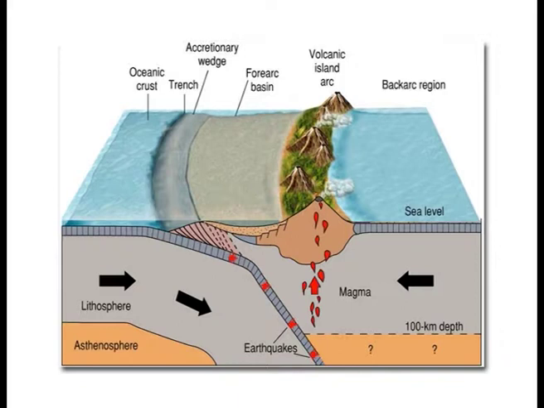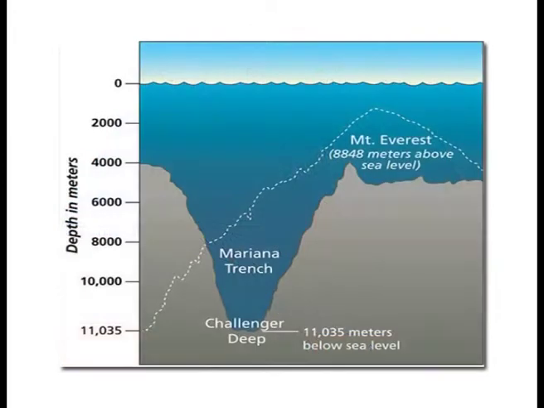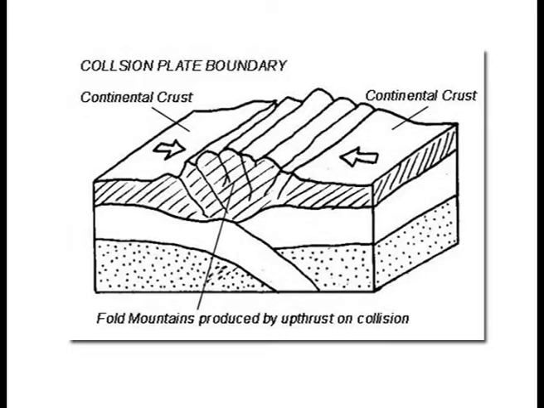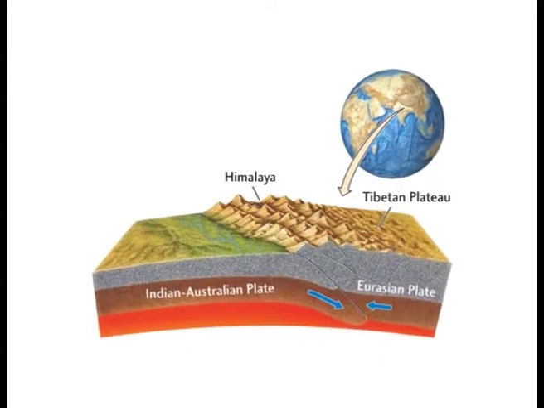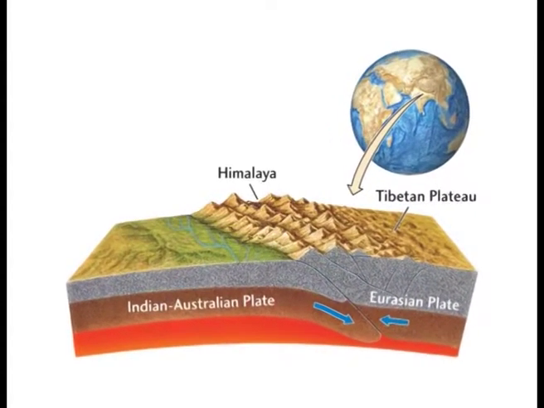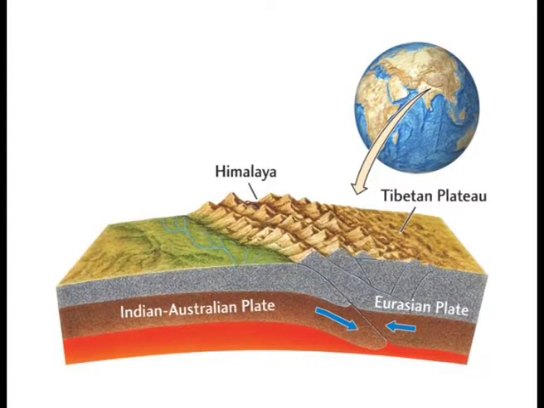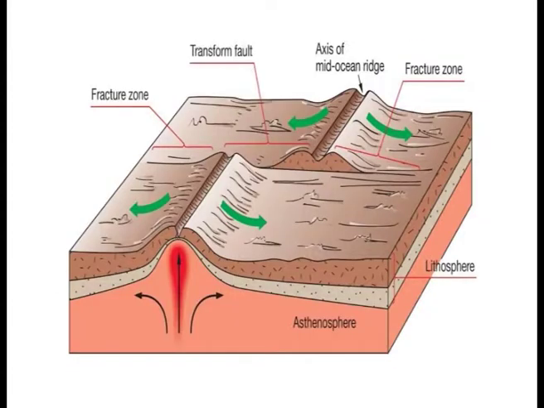The second type of convergence is ocean-ocean convergence. Cold, denser oceanic lithosphere is subducted beneath younger, hotter and therefore less dense oceanic lithosphere. For example, Marianas Trench. The third type of convergence is continent-continent convergence. Little or no subduction of low density continental lithosphere takes place, usually just earthquakes. For example, Himalayas.